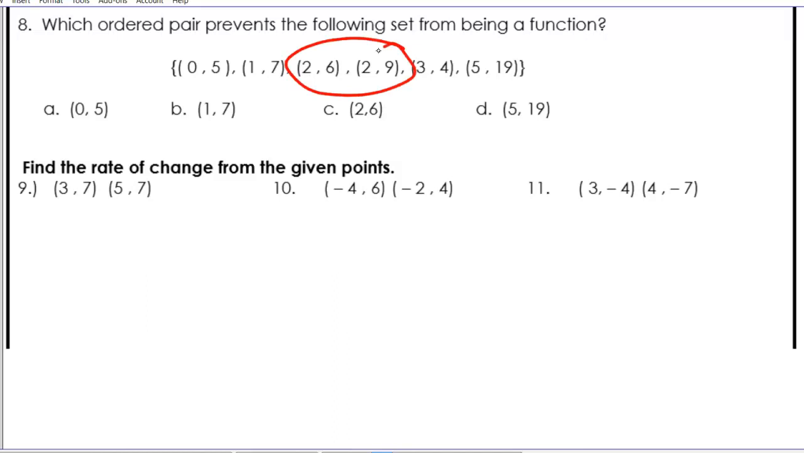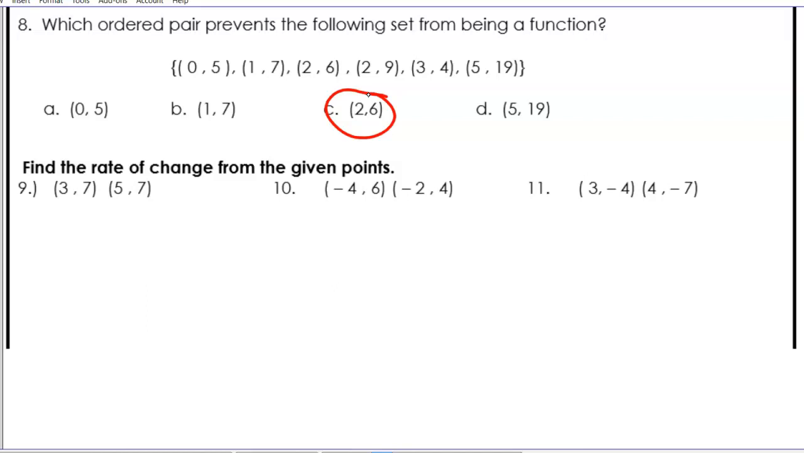These two are a problem. This is not a problem. This is not a problem. But this one is. You can't repeat. So if I had just taken this out, then it would be a function. So this is the one that's preventing it from being a function, the repeater.